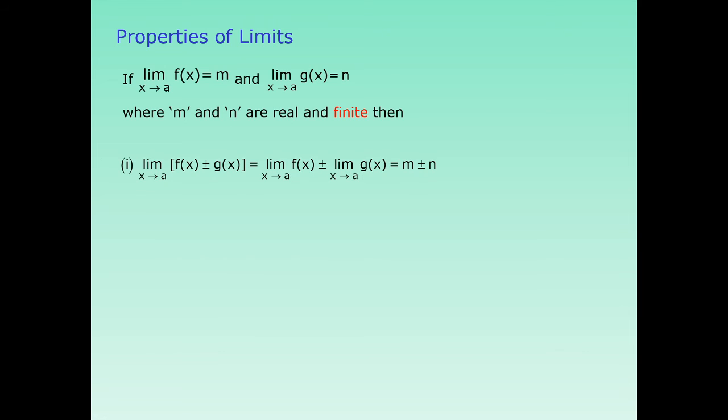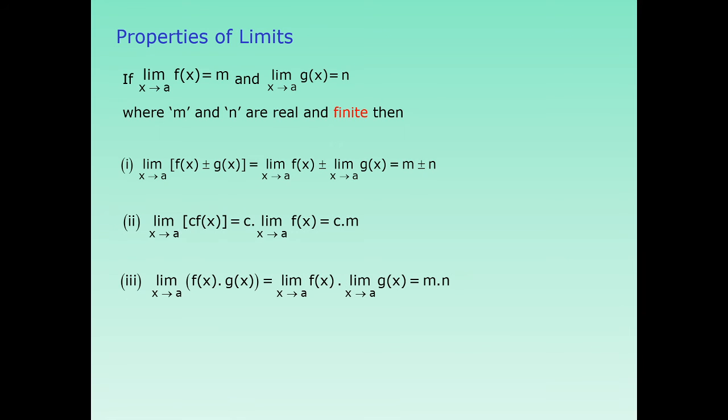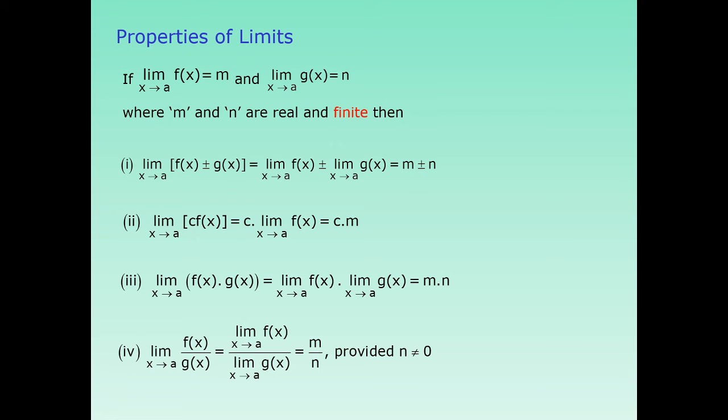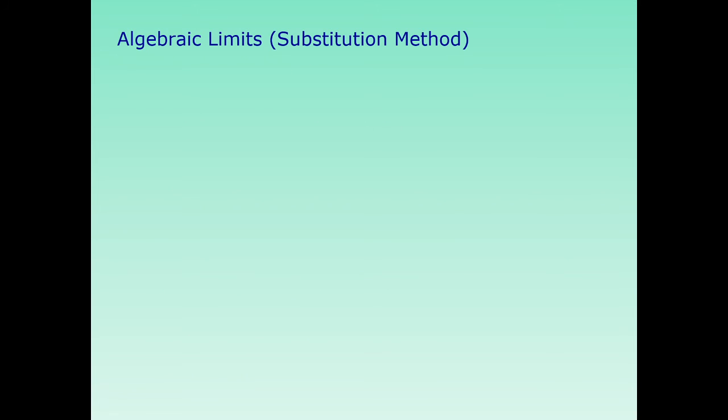Properties of limits. These are some algebraic properties that you have to keep in mind. Limit x tends to a of f(x) is m, and limit x tends to a of g(x) is n, where m and n are real and finite. That is sum and difference: you can take the limit separately, provided the limit exists. Constant times this, and limit of f(x) into g(x), like this. So you can separate the limit if and only if the limit on the right hand side exists.